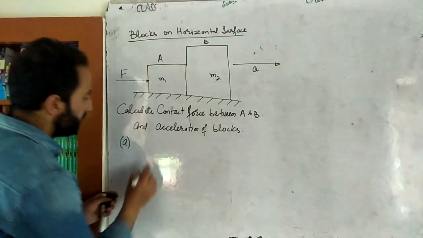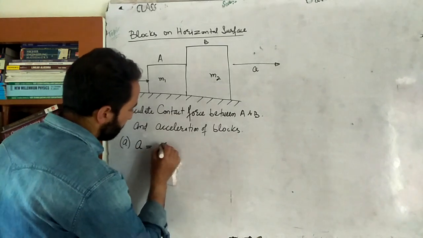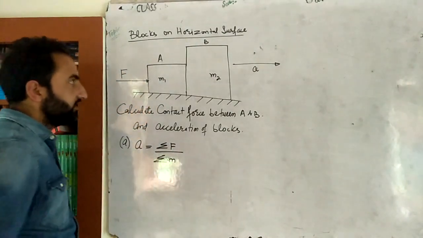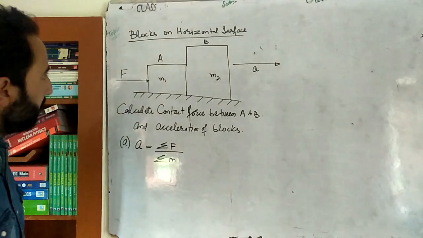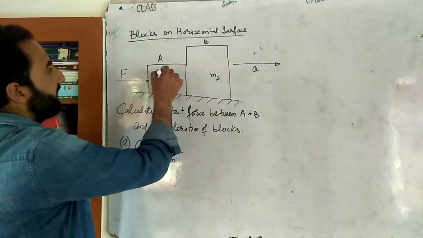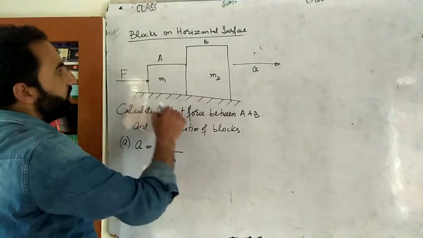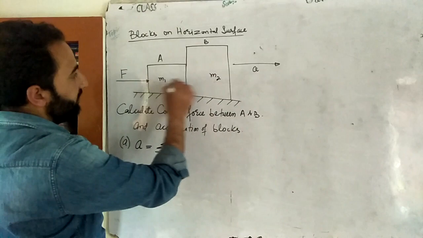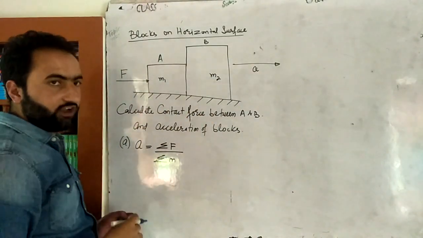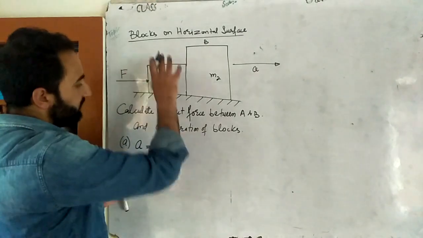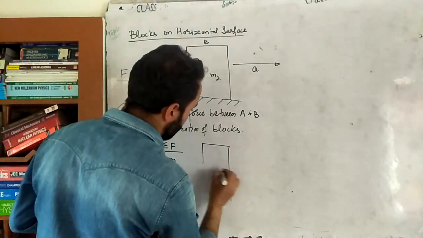Acceleration will obviously be equal to the summation of all the external forces divided by the summation of all the masses. The external force is only this F. There are forces like normal action upwards and M1g, and normal action upwards and M2g, which will cancel each other. Then there's a contact force between these two as well, which will also cancel each other.